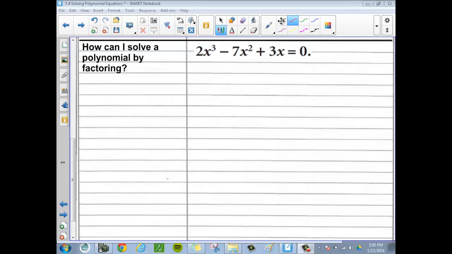Okay, the next question that I have for you is how can I solve a polynomial by factoring? Now, the first thing I want to say is you can't always factor a polynomial, so this isn't always something you can do, but sometimes you can. And I know that we can factor this polynomial right here.